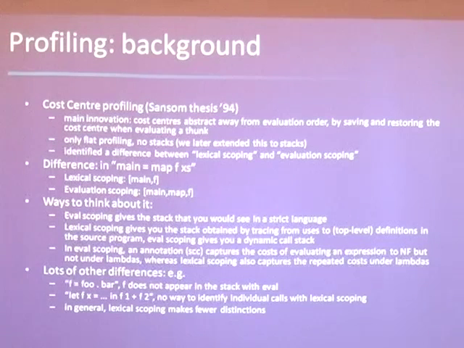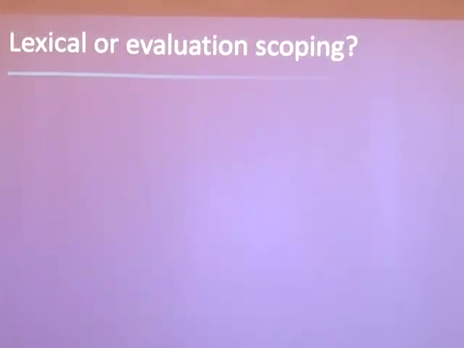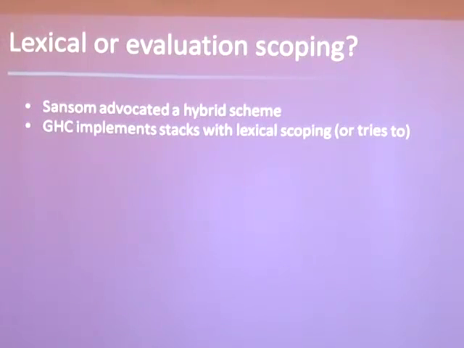There's lots of differences, but I'm not going to spend too long on this. GHC, as it happens, tries to implement stacks with lexical scoping. That's what it tries to do at the moment. I didn't really understand how to do this at the time, and many times since then I've tried to understand. I'm not sure there is a good way to do it. So, the new plan is to switch to evaluation scoping.